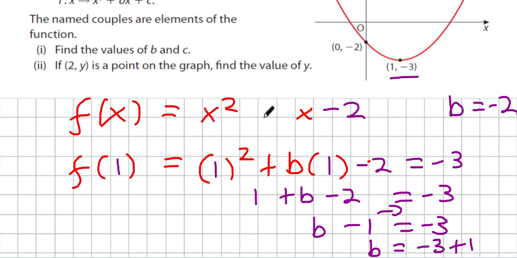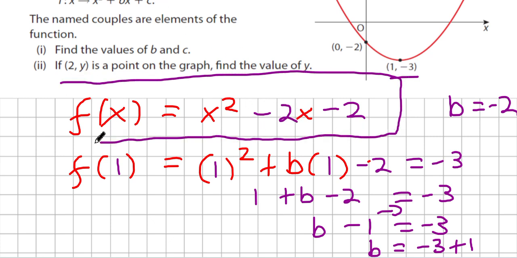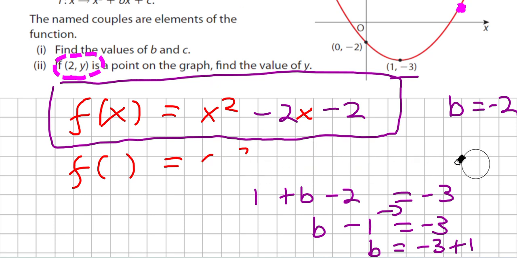And now all of a sudden, I have the original equation. Now, let's read part 2. What does that say? 2y is a point on the graph. Well, if you're a point on the graph, this means that your input and output match the function, don't they? So, what do you think I should replace the input with on the next question?